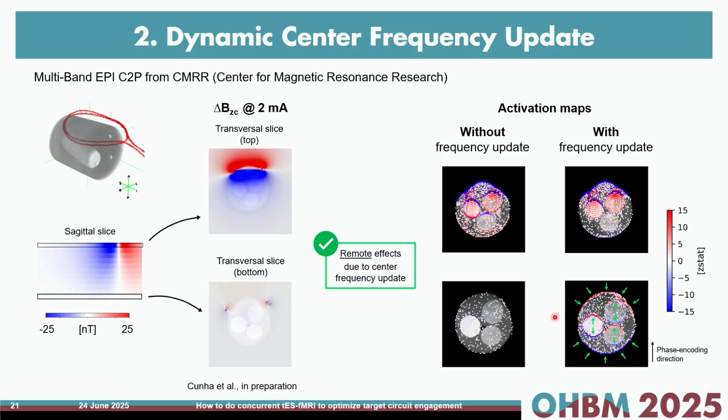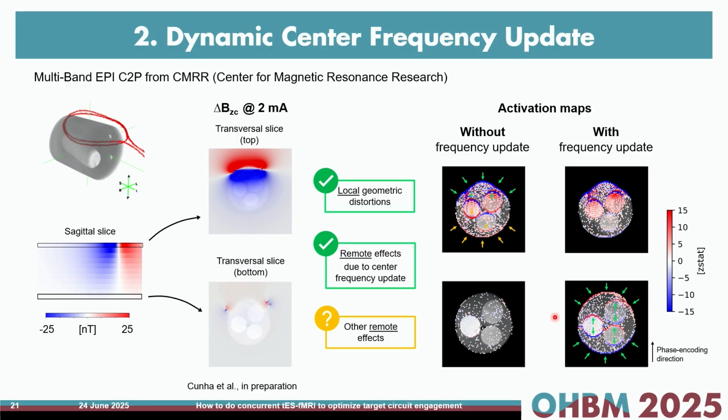So this adds to the list of artifacts that we understood. If you recall, we also had the local geometric distortions in regions of very strong magnetic field and field gradients. But even when we had the frequency update turned off, there was still some remote effects that we did not fully understand in regions where the magnetic field was also weak.